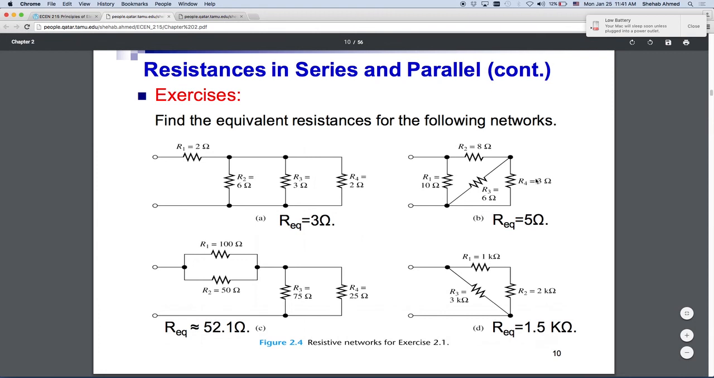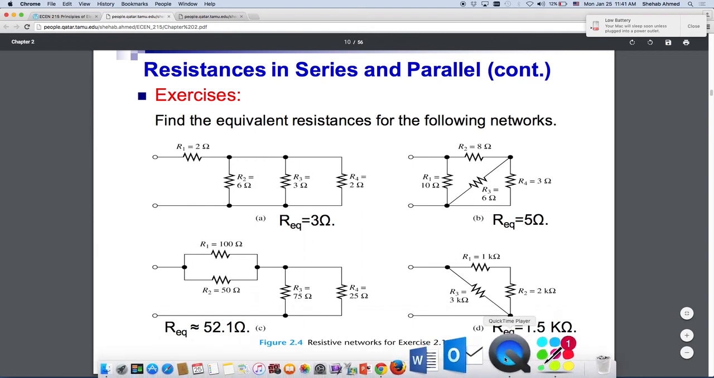Right? So 3 and 6, 3 times 6, 18 divided by 9 is 2, 2 plus 8 is 10. 10, which is the equivalent resistance for R2, R3, and R4, is in parallel with another 10. So 10 times 10 divided by 10. Okay, so we'll stop here and continue next time.